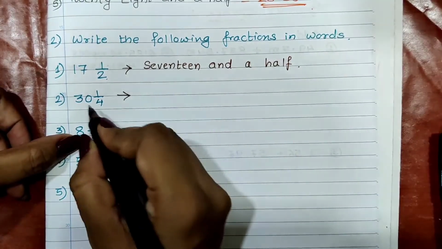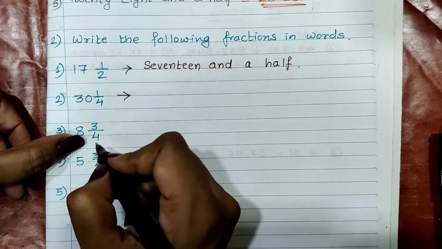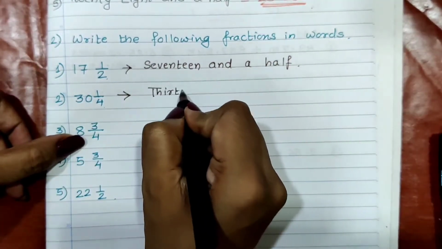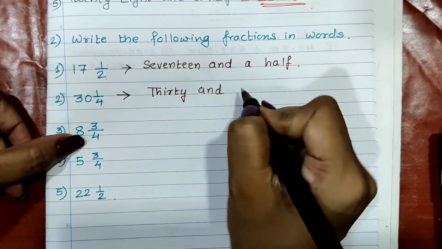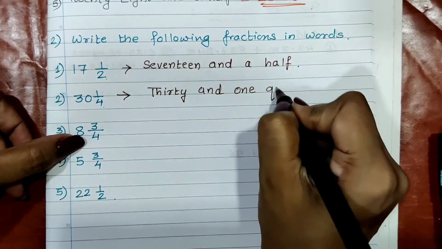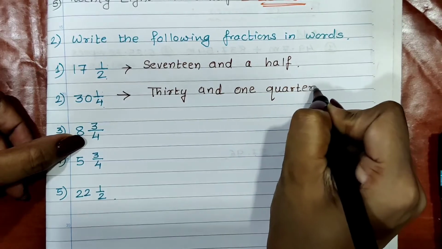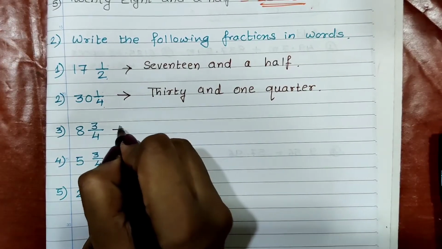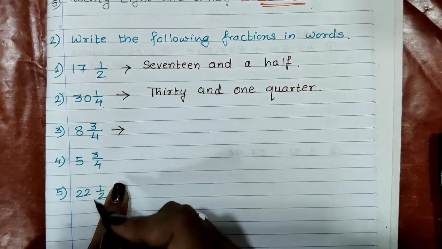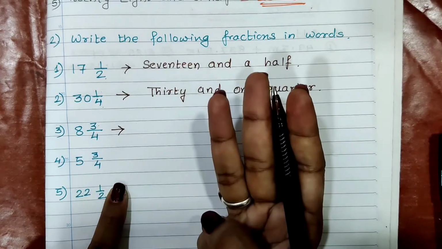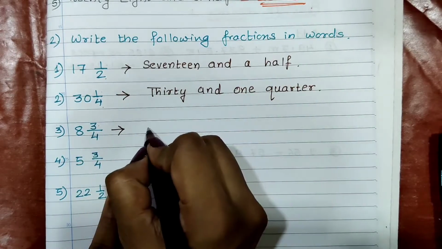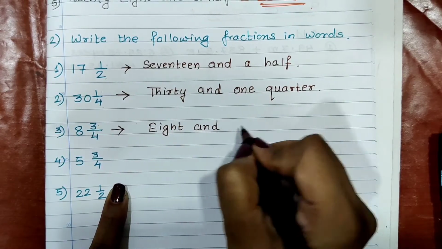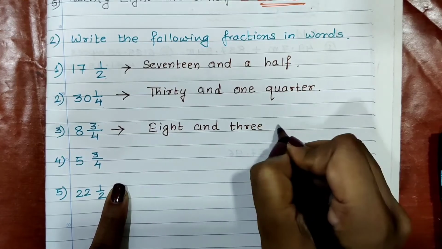Then 30 integer 1 upon 4. 1 upon 4 means 1 quarter. And 30 we write as it is: 30 and 1 quarter. Okay. Now the third number, 8 integer 3 upon 4. 3 upon 4 means what? 3 quarters. So 8 we write as it is: 8 and 3 quarters.